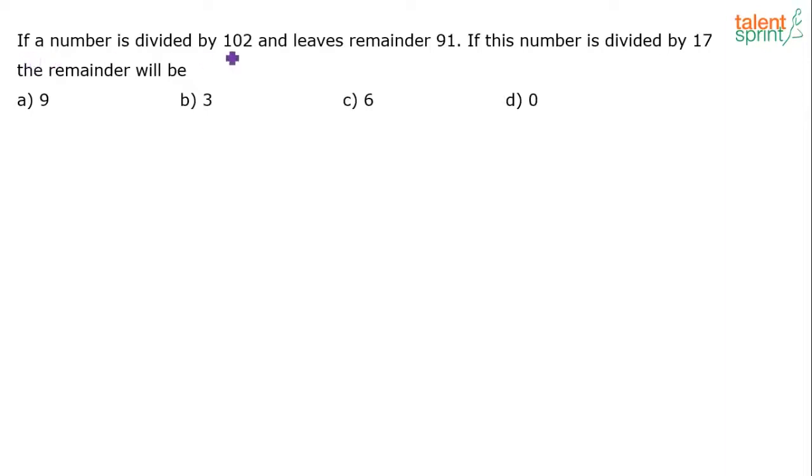Here's the question. If a number is divided by 102 and leaves a remainder 91, if this number is divided by 17, then the remainder will be? What do you do? Divide 91 by 17. 91 when you divide by 17, 85 is divisible, 6 is the remainder, so 6 is the answer. As simple as that. Don't ask me how, why and all that. We have solved this question multiple times already, in fact once in this session itself. C, 6 is the answer.